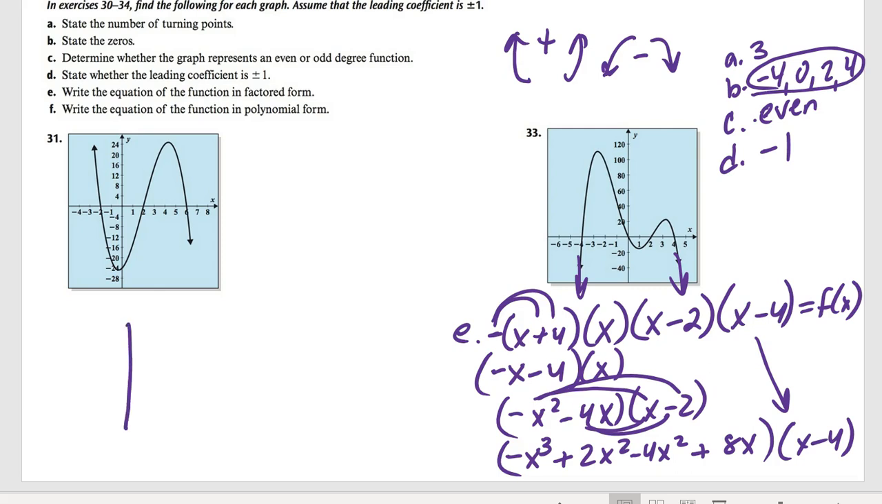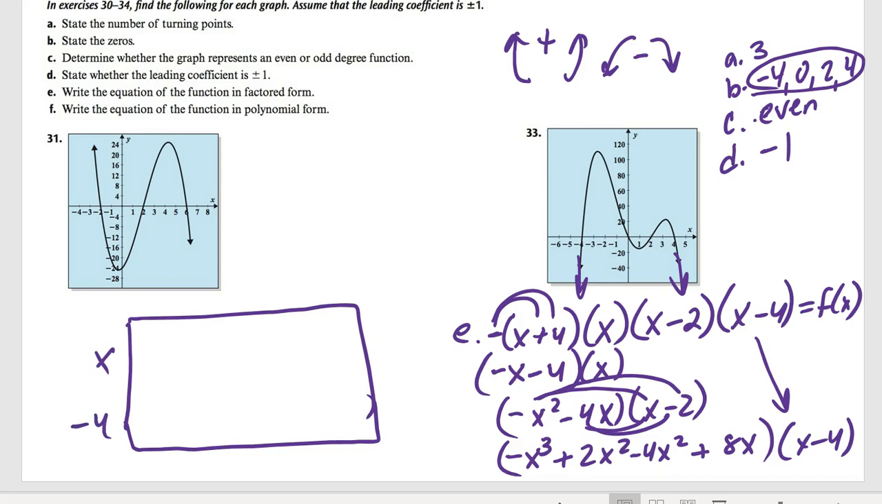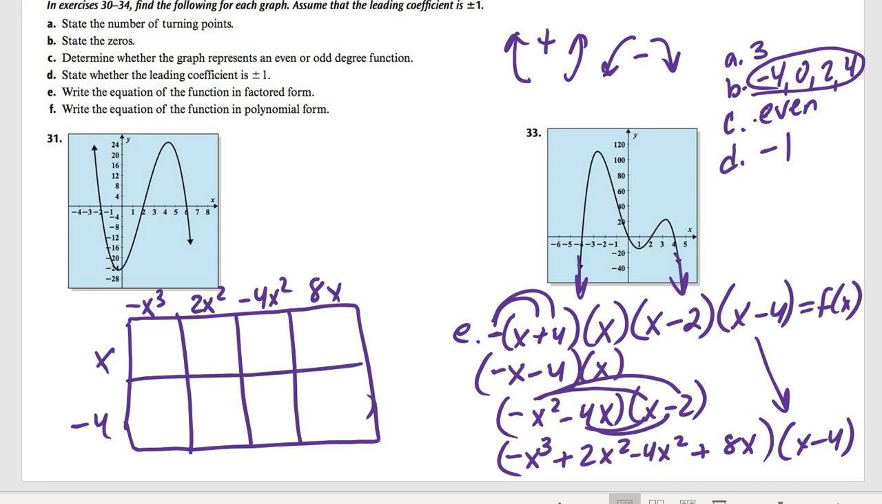So I'm going to use the box once again to show you that I think it's a lot easier, a little neater. You don't have to use it, but I just think it really keeps things kind of orderly. So I put one of my factors times the other, one horizontally, one vertically, and then I just go back and forth. I say x times negative x cubed is negative x to the fourth. X times 2x squared is going to be 2x cubed. X times negative 4x squared will be negative 4x cubed. X times 8x will be 8x squared. And I'm going to do the bottom row too.